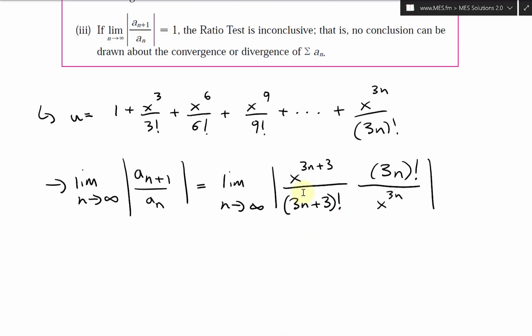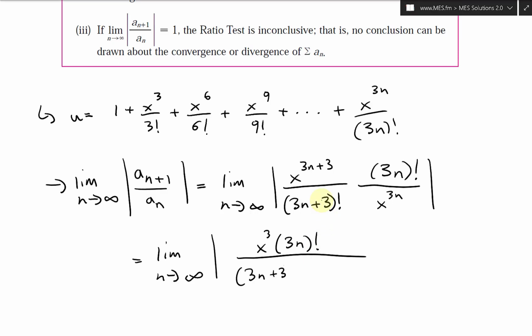All right, so now we have this. And notice there's a 3n here minus 3n. So this just becomes x to the 3. So this equals the limit as n approaches infinity of x to the 3, and also there's a 3n factorial. But now this 3n plus 3 factorial is the same thing as writing 3n plus 3 times 3n plus 2 and times 3n plus 1 and then times just 3n factorial. Like that.